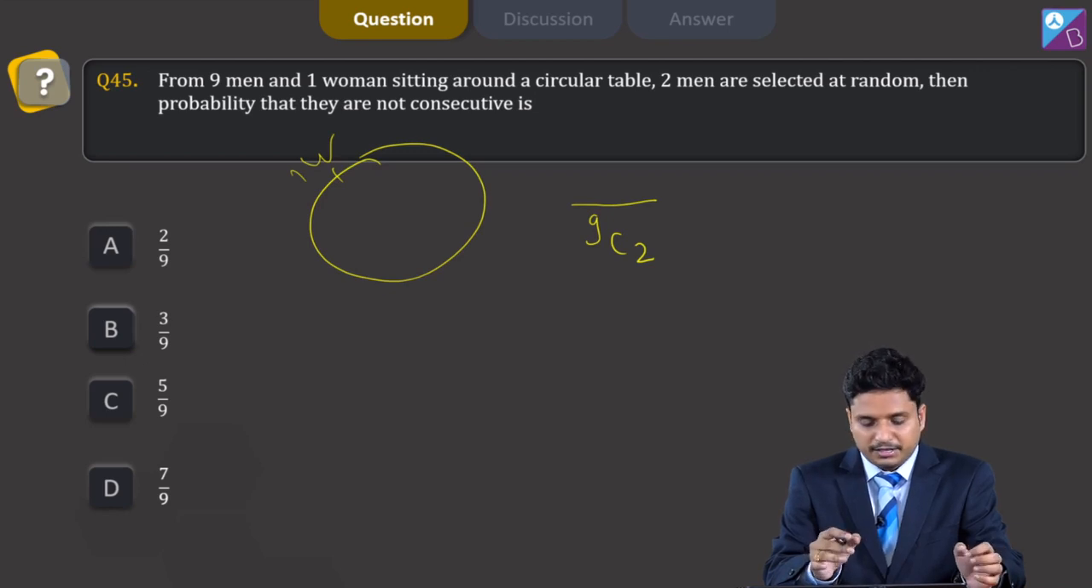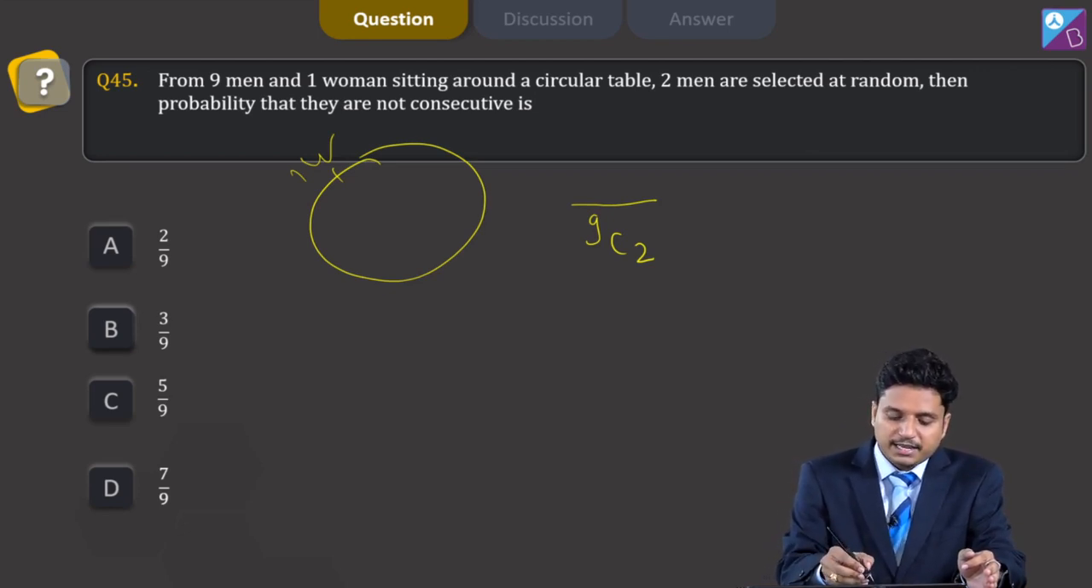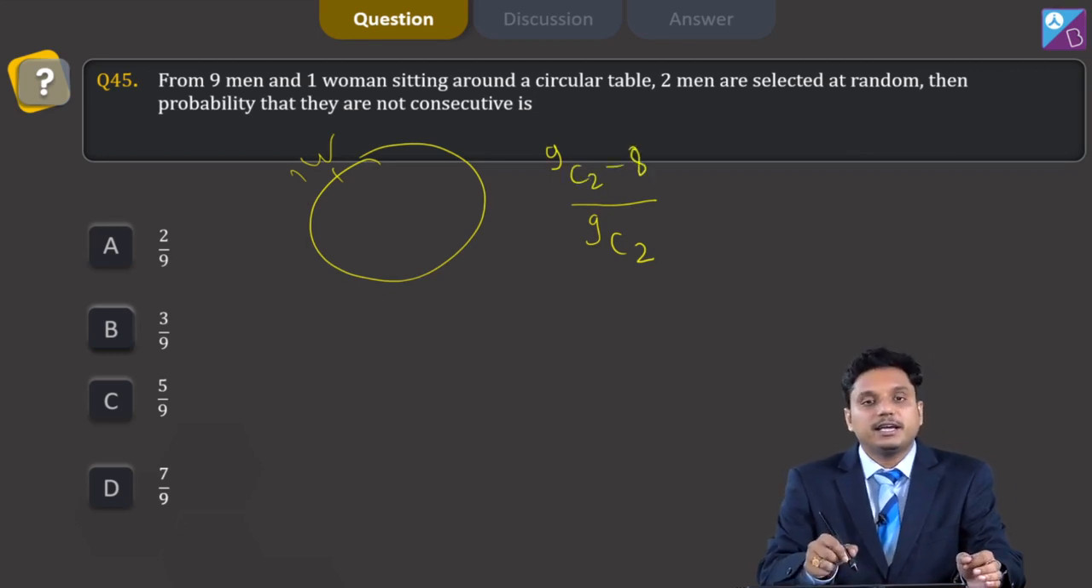In fact, here it is asked that they should not be consecutive, but we are trying to focus on the cases when they are consecutive. So in how many ways can those 2 men be consecutive? Like M1 and M2 are selected, M2 and M3 are selected, M3 and M4 are selected. Similarly, at last M8 and M9 are selected. So you can say that out of 9C2, those 8 cases will be there in which the selected persons will be consecutive.